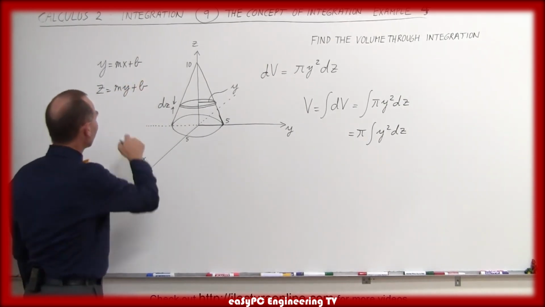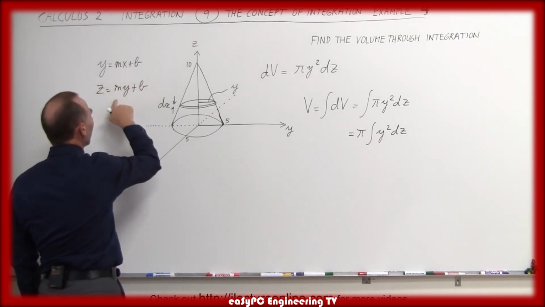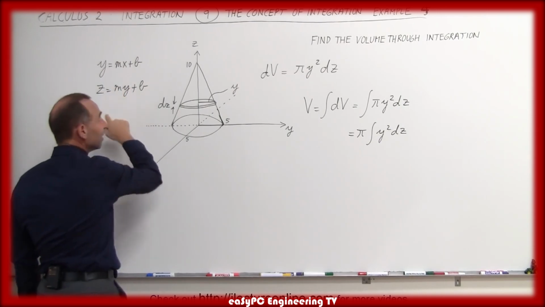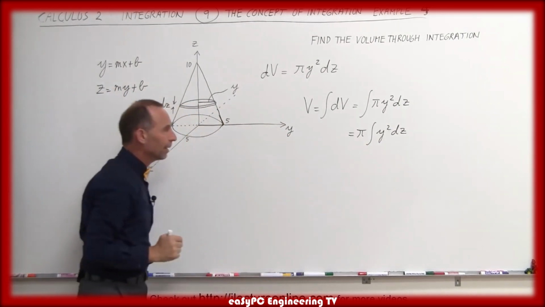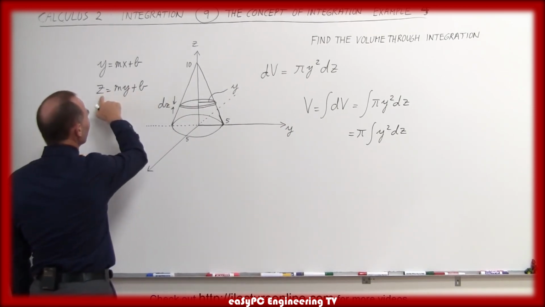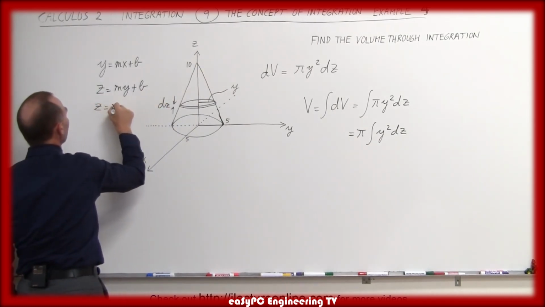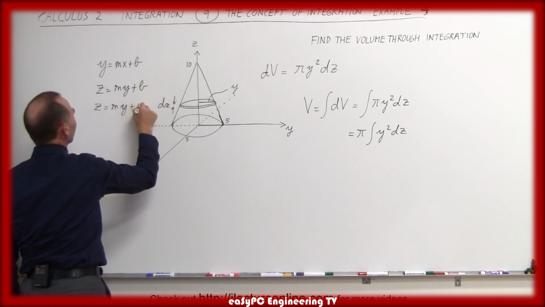Now all we have to do is find m and find b, and now we have a relationship between z and y. We can then replace y by z, and then we can go ahead and integrate that. b is what we call the z-intercept, and that happens at 10. So we can say that z is equal to m times y plus 10.